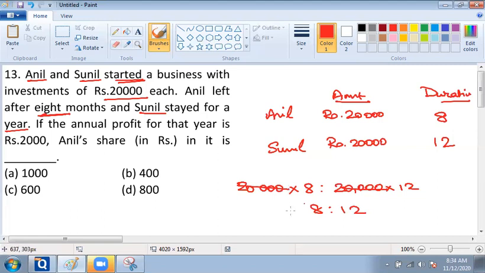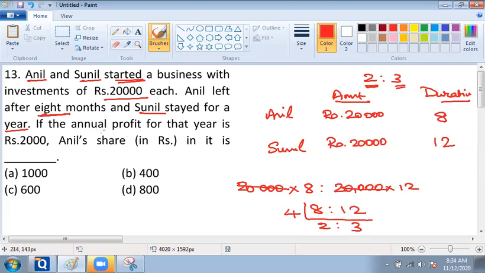Here we can pull out the common factor 4. We have 4 2s are 8 and 4 3s are 12. So we can see that the profit should be shared between Anil and Sunil in the ratio 2 is to 3. The antecedent corresponds to Anil. The consequent corresponds to Sunil.